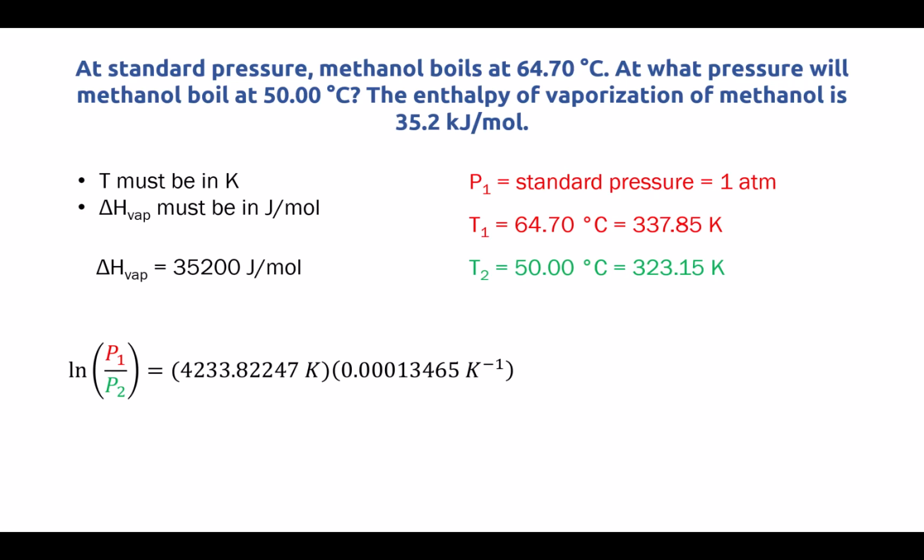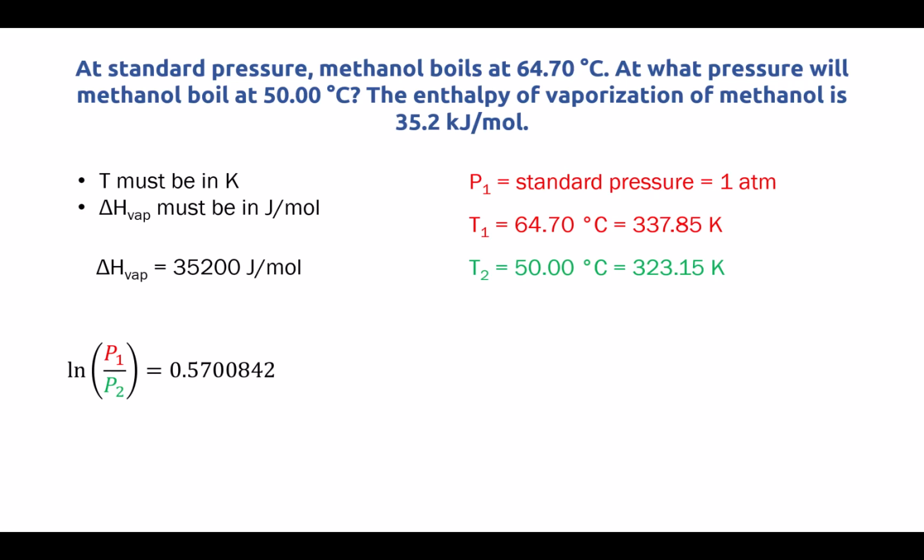0.00013465 inverse kelvins. And when I multiply those together, the units of Kelvin will cancel out, and I will end up with an actual number of 0.5700842. So simplifying the entire right side of the equation before I deal with the left side is generally a good course of action when you are solving for one of the pressure values.